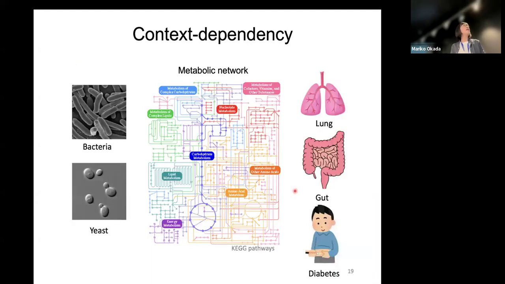So we think that context dependency is very important for us. Look at the metabolic network shown here. Bacteria, yeast, or humans all have a metabolic network. But depending on the context, in the case of humans, a diabetes patient may have a different metabolic network than normal healthy people have. So we need to have a context-dependent network.